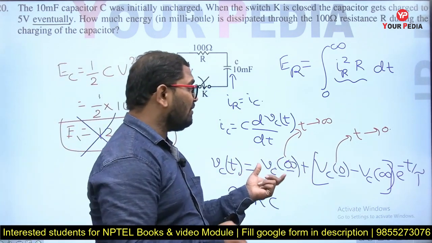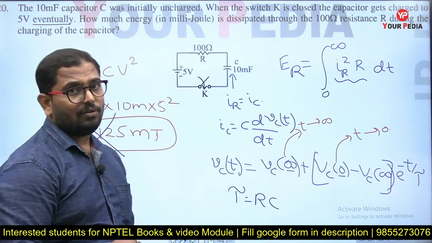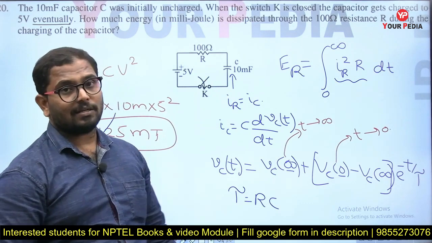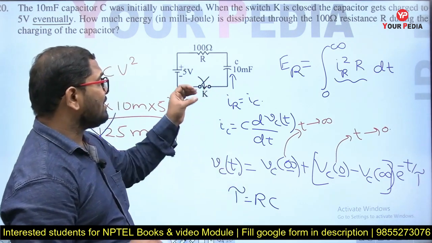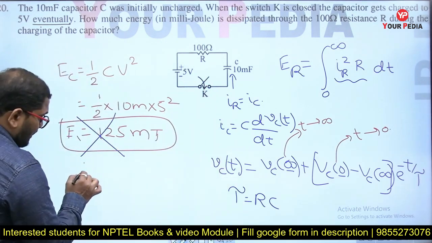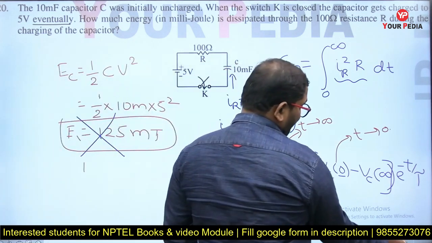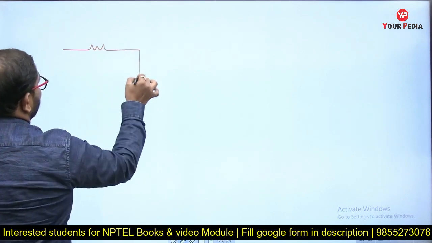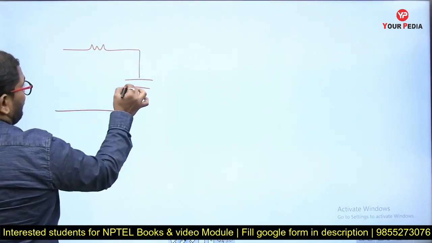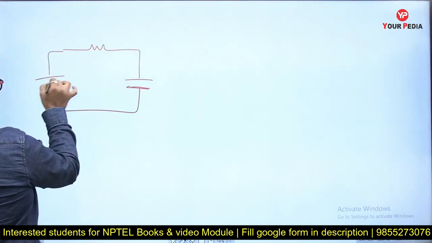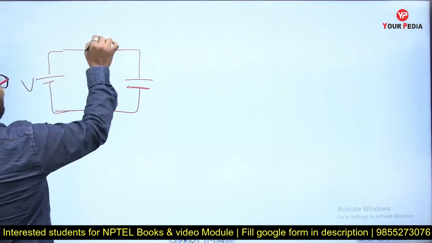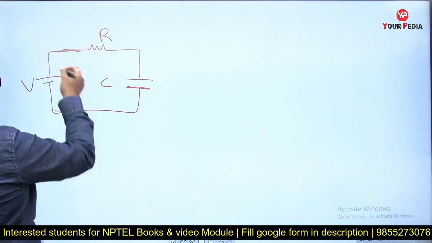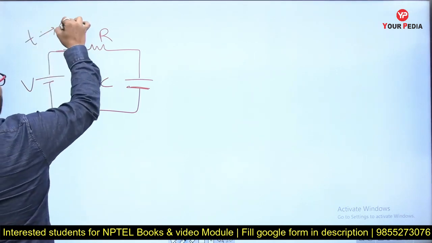Whenever time tends to infinity, how much voltage exists across the capacitor? I'll take the circuit again. So this is the RC circuit, and here you have a source. Let me take this as V. This is R, this is C. Here we close the switch, and we take time tending to infinity.